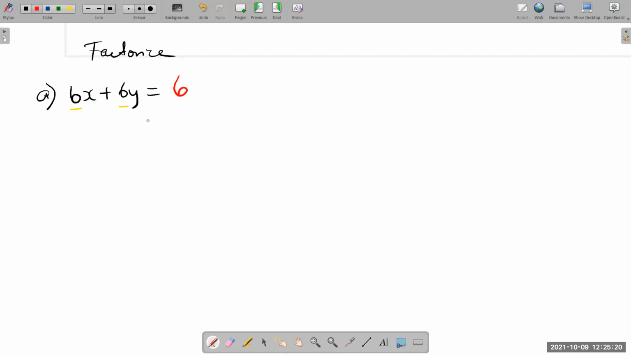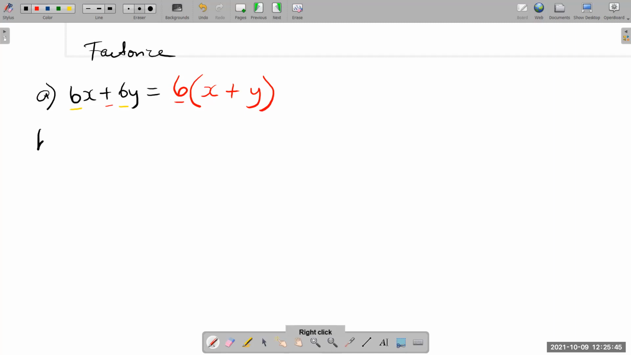And remember, when I say pull out, what does that mean? We're dividing by 6. So when I pull out 6 from 6x, what is left back? Just x. Put back the addition sign. When you divide 6y by 6, what is left back? Y. So your answer is 6, open bracket, x plus y.